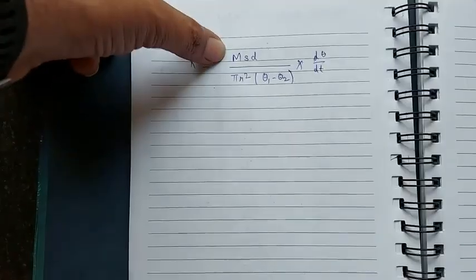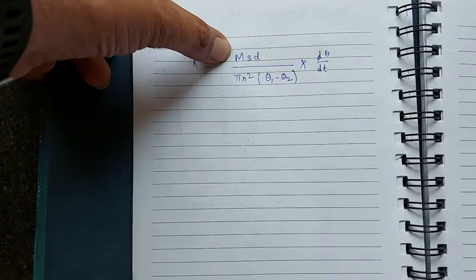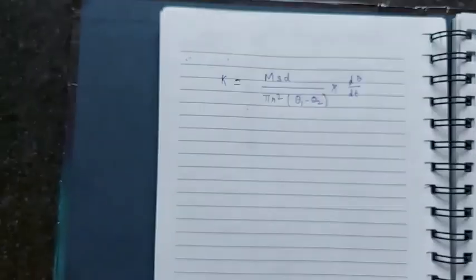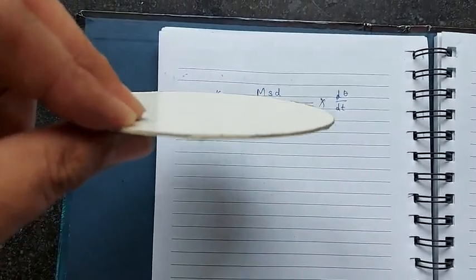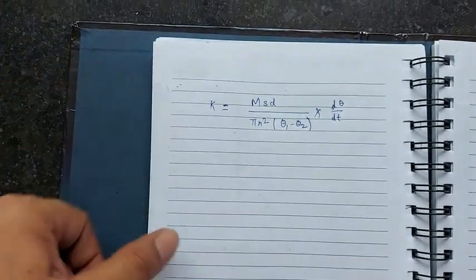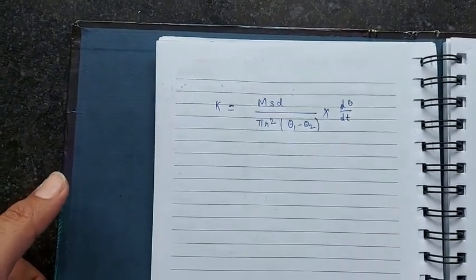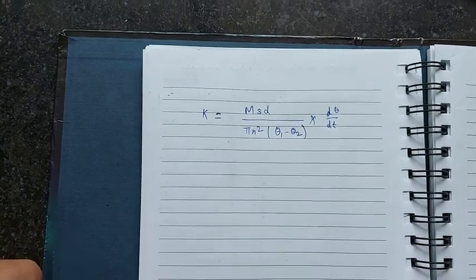Now m here is the mass of the metallic disc, that is 844 grams, or you can say 0.844 kg. S is the specific heat of steel that I have checked from the table. It is 0.12 kilocalories per kg degree C. D is the thickness of the bad conductor that we have calculated with the screw gauge. It came out to be 1.94 mm, that is 0.00194 meters.